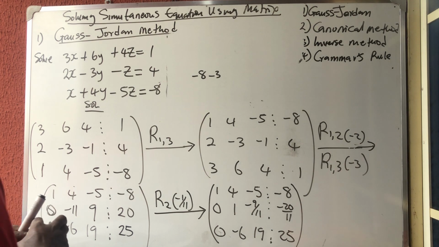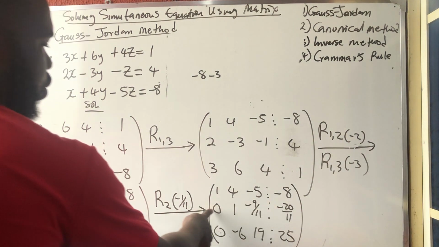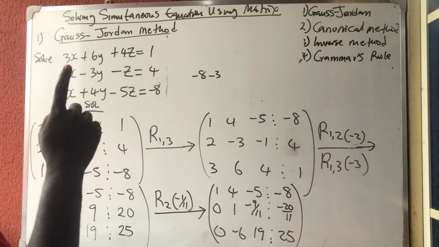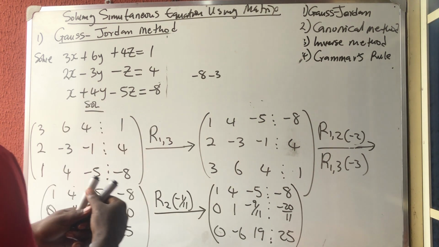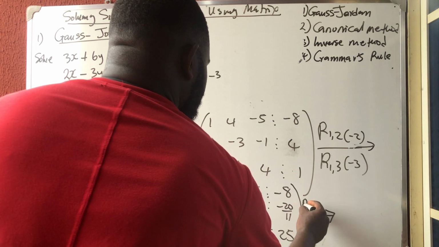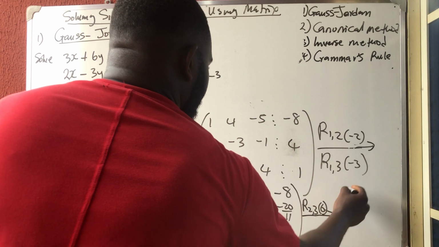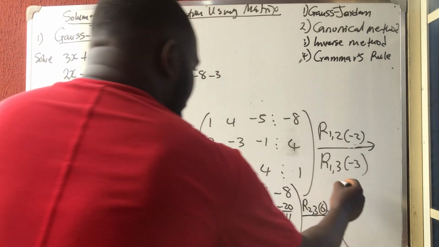The next thing I need to do is to get 0 here. So how do you get 0 here? Multiply this row 2 by 6 and add it to row 3. That is how to get 0 there. Okay, so what do you have now? Leave row 1 the way it is.